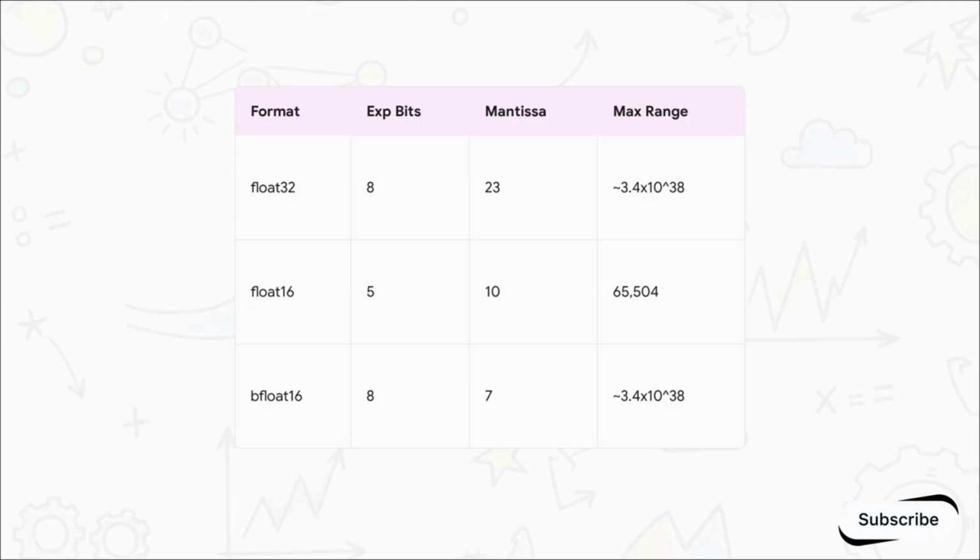Standard float32 has a massive max range. We're talking 10 to the 38th power, but it's incredibly memory-heavy. To train models faster, engineers really wanted to use 16-bit numbers. But look closely at standard float16. It allocates 10 bits to the mantissa, the decimals, and only 5 bits to the exponent. That means its maximum representable value is a measly 65,504.